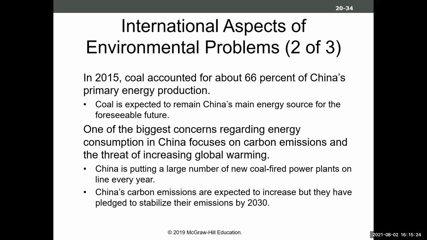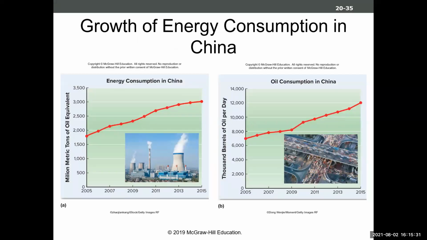But China has said that they want to stabilize their emissions by 2030. And so we'll have to see what those emissions will look like in the coming future. And so here's just some energy and oil consumption data for China. And they're not the only one in this problem. So we have data for China here, but a lot of the other developed countries in the world are using considerable amounts of energy.